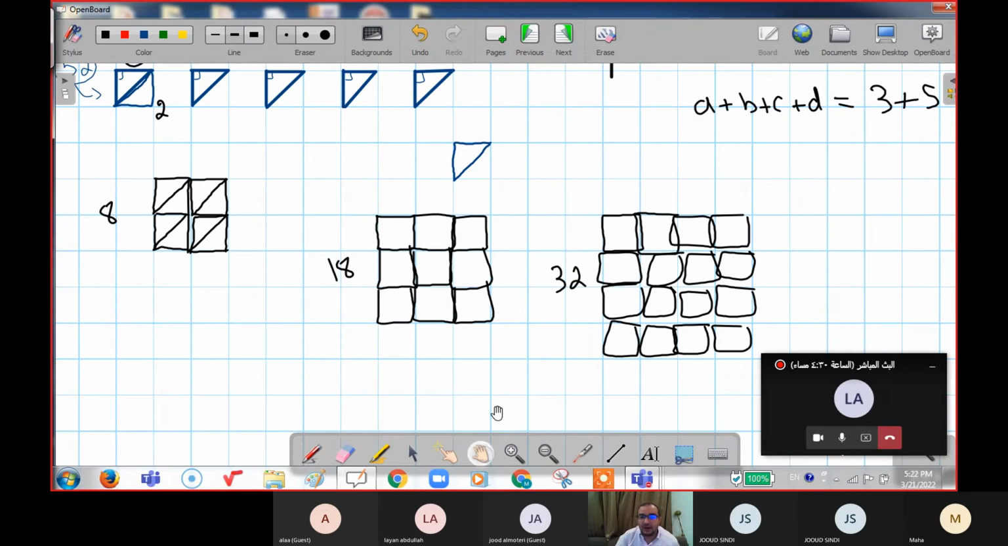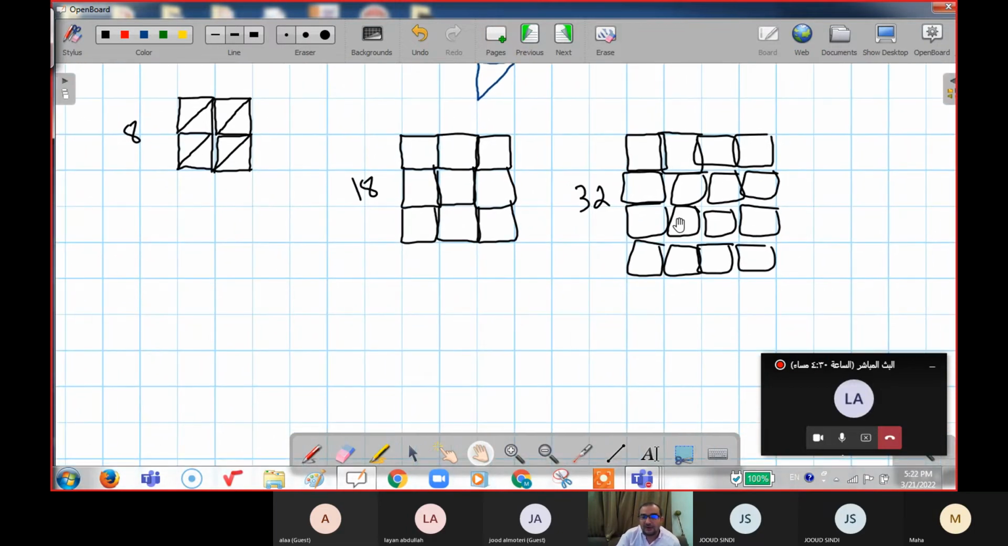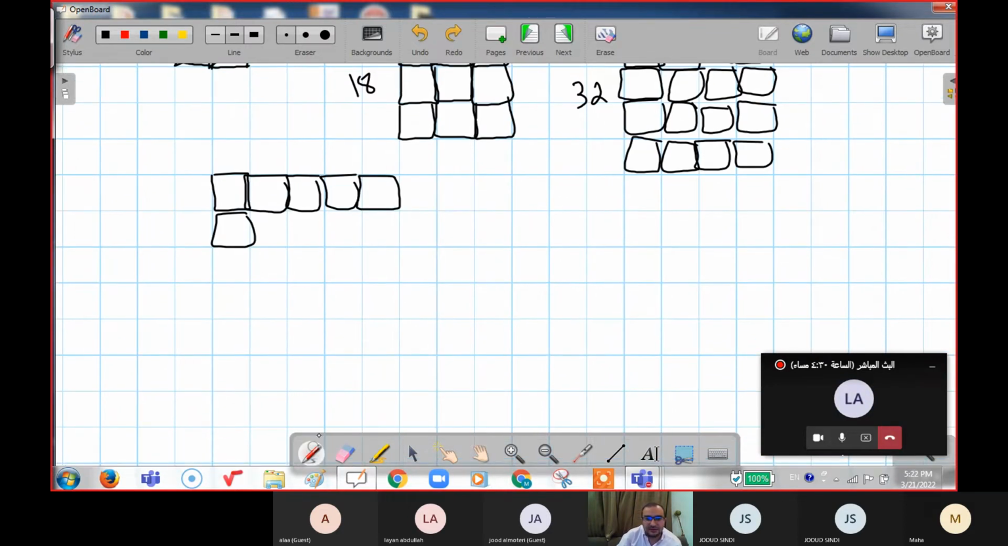So I can continue now using how many squares? 5. So this one. This is 5. Then I must... Dad, I have a question. Yeah, just 1 minute, please. Okay, 5 here and 5 to here. Okay.